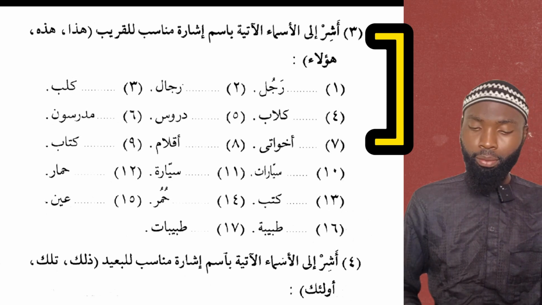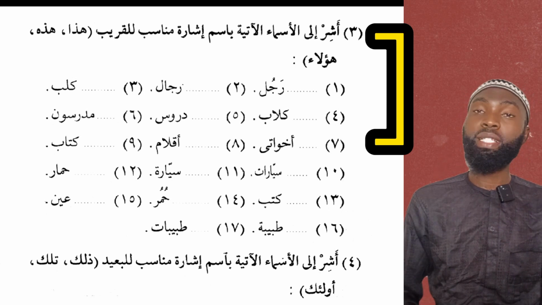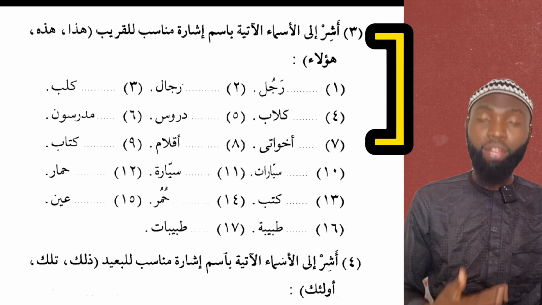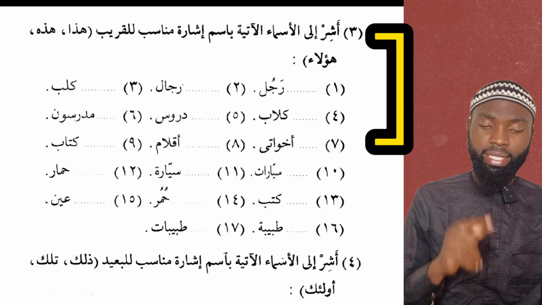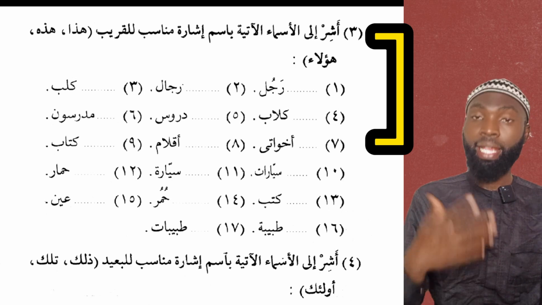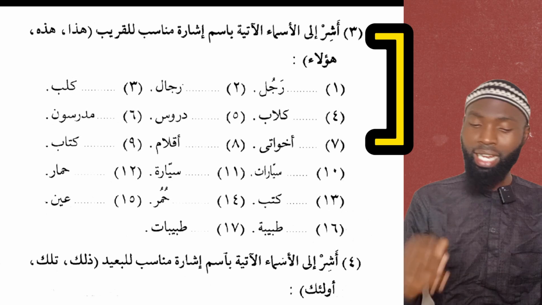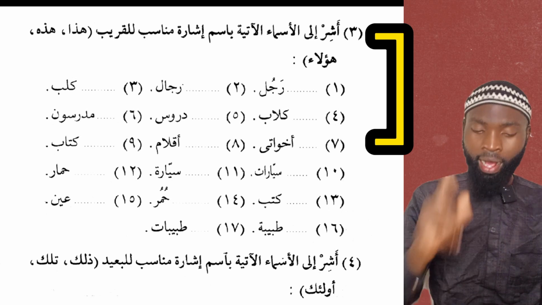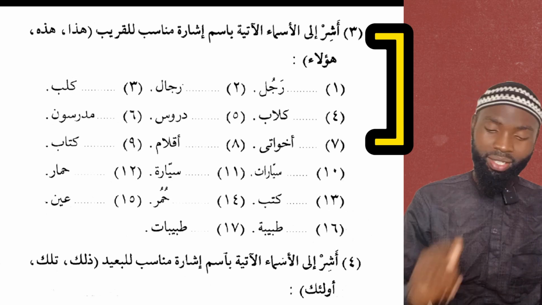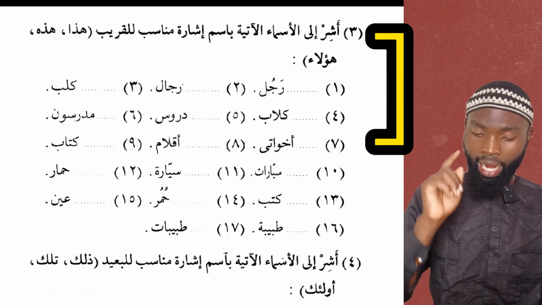Number 2, we have rijalun. What do we say? هؤلاء رجال, because this is a rational noun. Number 3, we have kalbun. This is a dog. We say هذا كلب. Number 4, we have kilabun. هذه كلاب. 5, durusun. هذه دروس. 6, mudarrisuna. هؤلاء مدرسون. 7, akhawani.